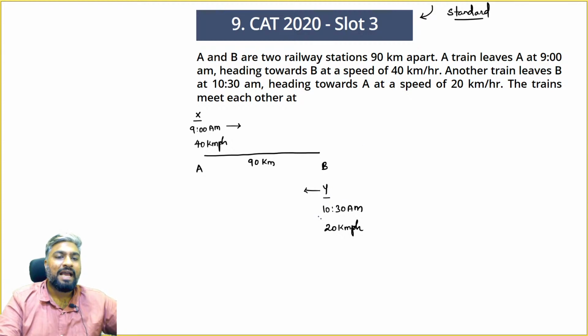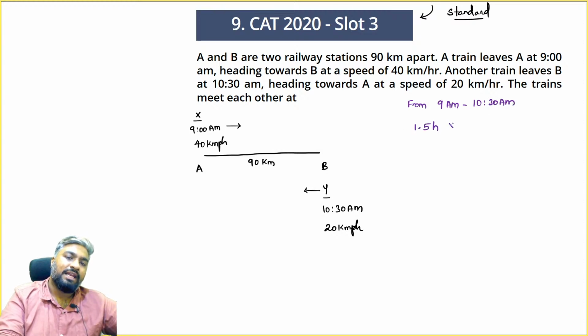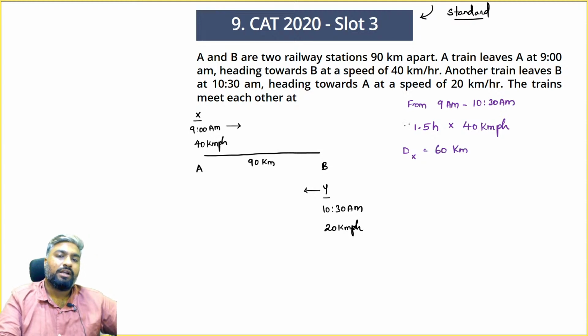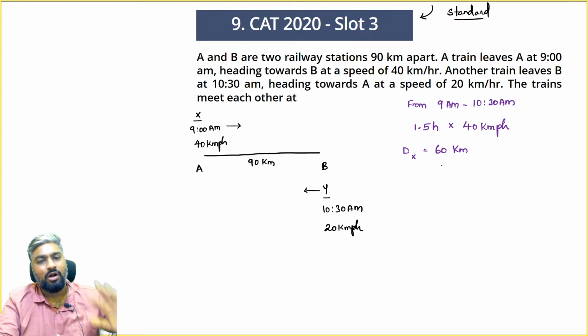So first, from 9 a.m. to 10:30, this 1.5 hours, train X was moving, correct? Train X was moving at what speed? 40 kilometers per hour. So can I say the distance covered by train X was already 60 kilometers? 40 into 1.5, 60 kilometers already covered.